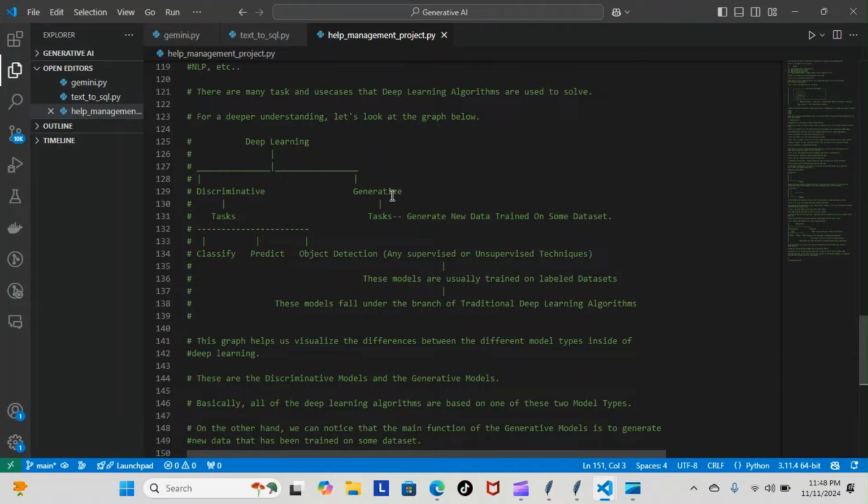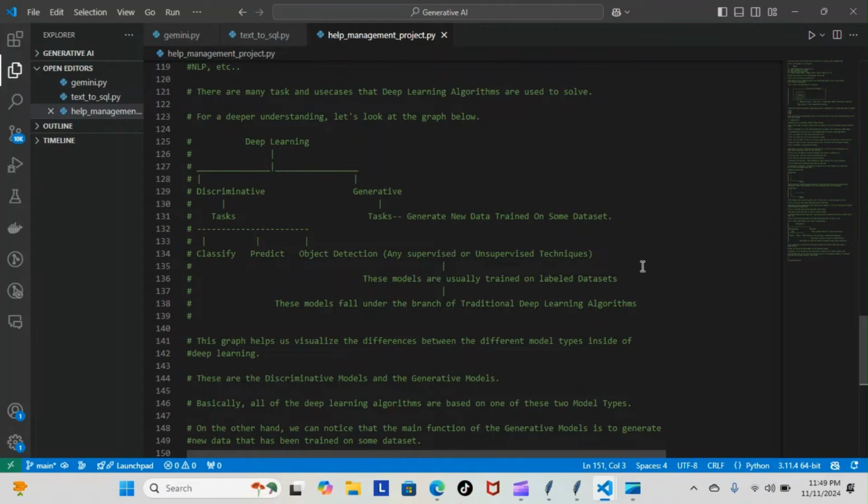Then we have generative models over here. These tasks include one thing: just to generate new data trained on some data set. Now, this graph helps us visualize the differences between model types inside of the deep learning universe. These are the discriminative models and the generative models. Basically, all of the deep learning algorithms are based on one of these two model types. On the other hand, we can notice that the main function of the generative model is to generate new data that has been trained on some data set.